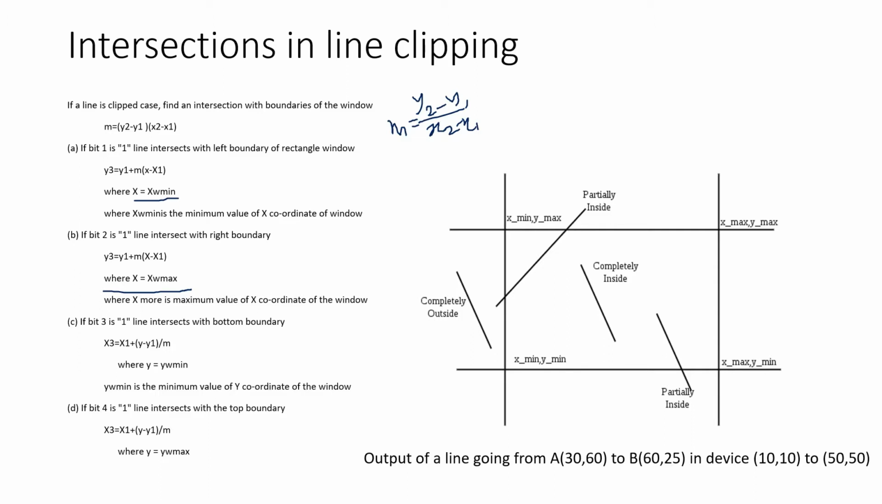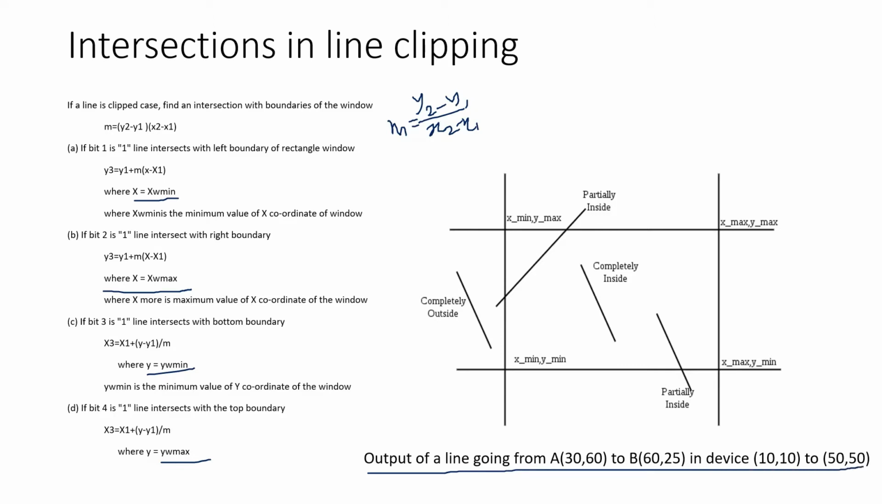So in that case we have to change the yw min and yw max accordingly. Okay, so this was the logic that we applied in the previous lecture. Now we have to look at one example where we are going to discuss how a line is clipped. So let's take this example.